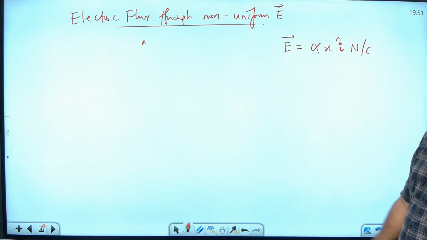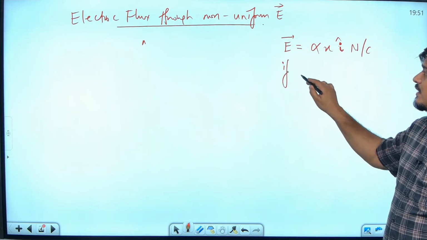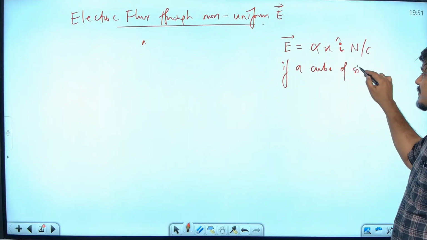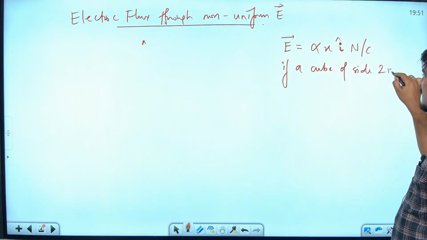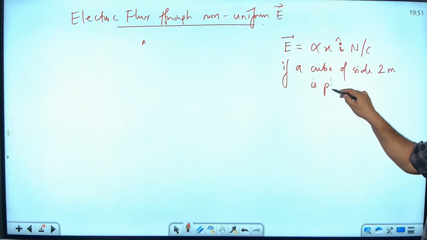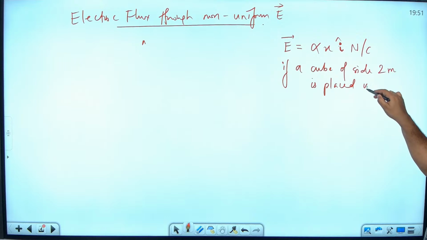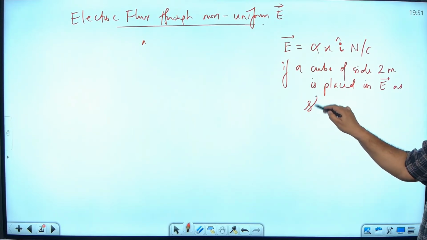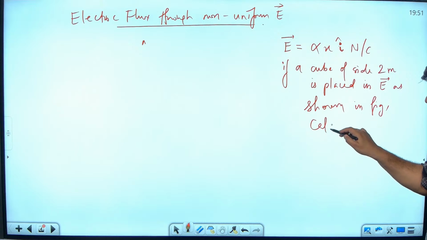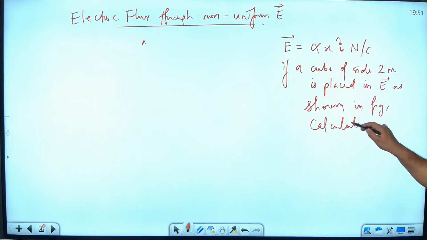If a cube of side 2 meters is placed in this electric field, as shown in figure, calculate the net electric flux.